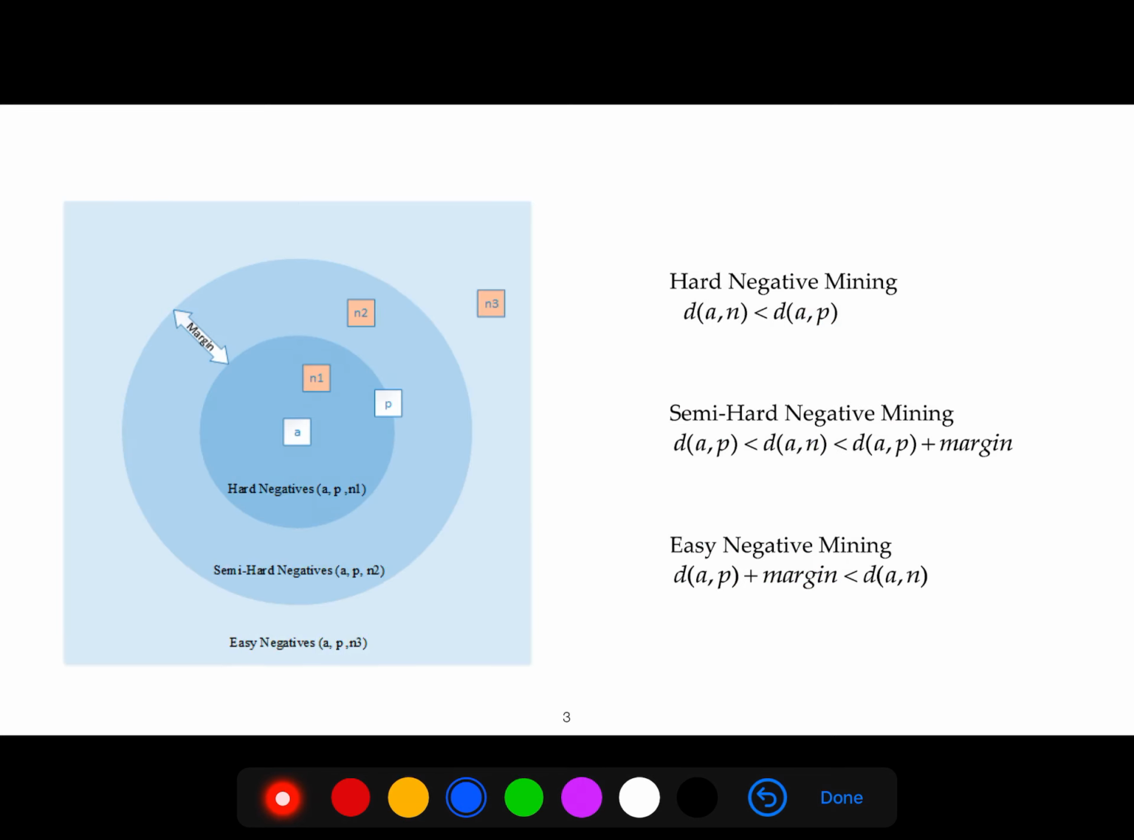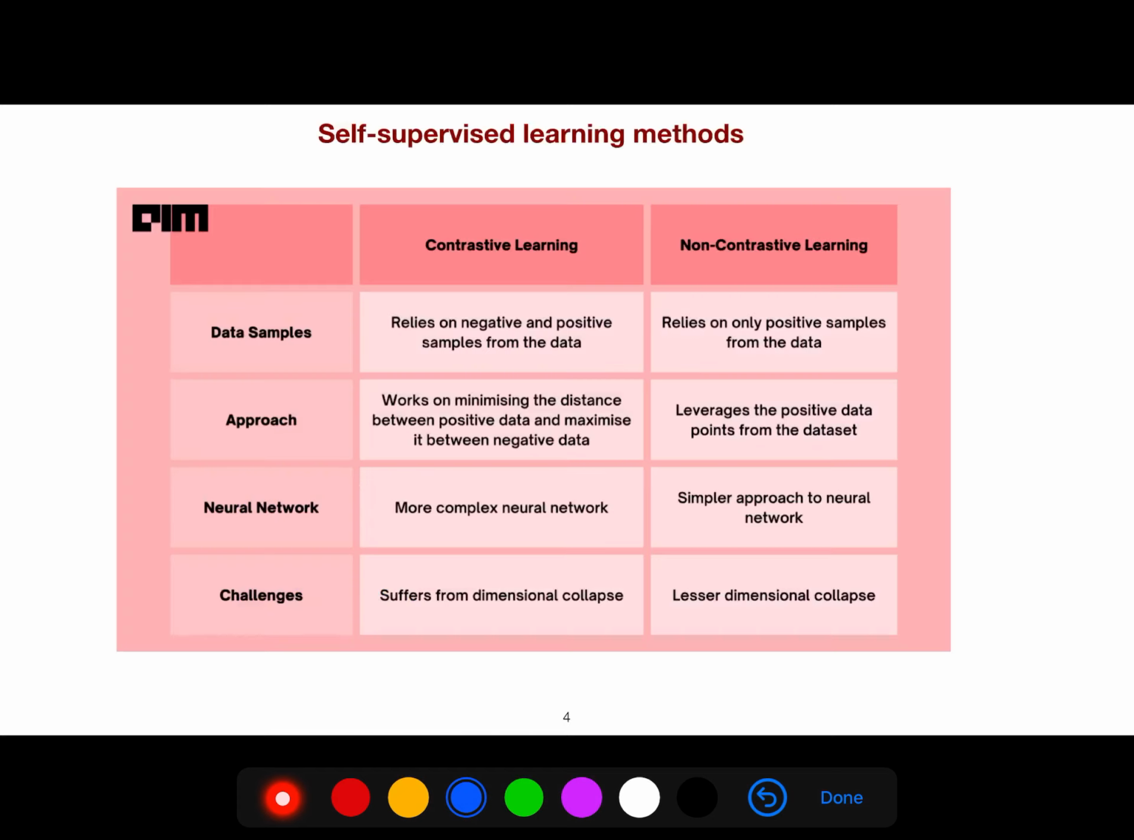So it's important to note that the hard negative is when the distance between your anchor point, this anchor point, and your negative is less than the distance between that anchor point and positive. So this is very bad, so it's very strong, so it's hard negative. And then we can weaken that, so semi-hard and easy negative mining.